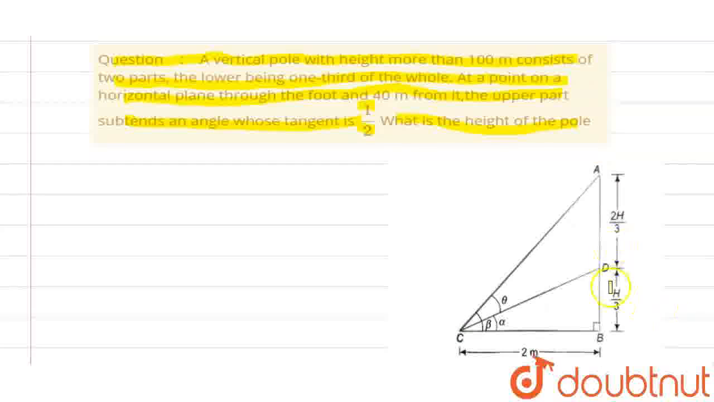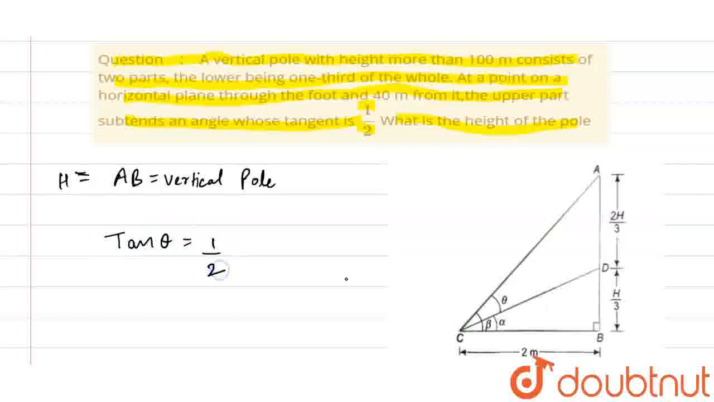So in the question, AB is given as a vertical pole. It was given that the lower part is 1/3, so we have taken AB equals h, the height of the vertical pole, the lower part being h/3 and the remaining 2h/3. And at a point on the horizontal plane through the foot, the upper part subtends an angle whose tangent is 1/2. So tan theta is given equal to 1/2.